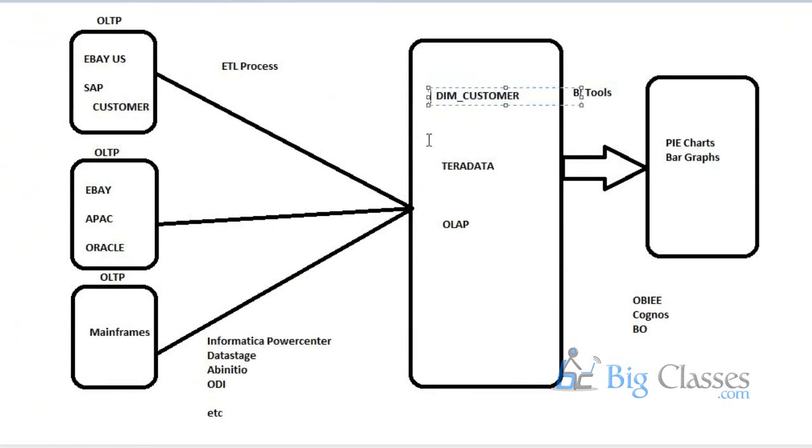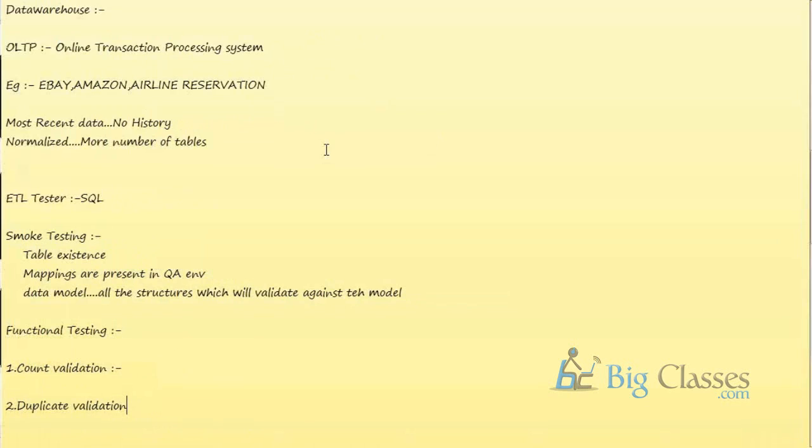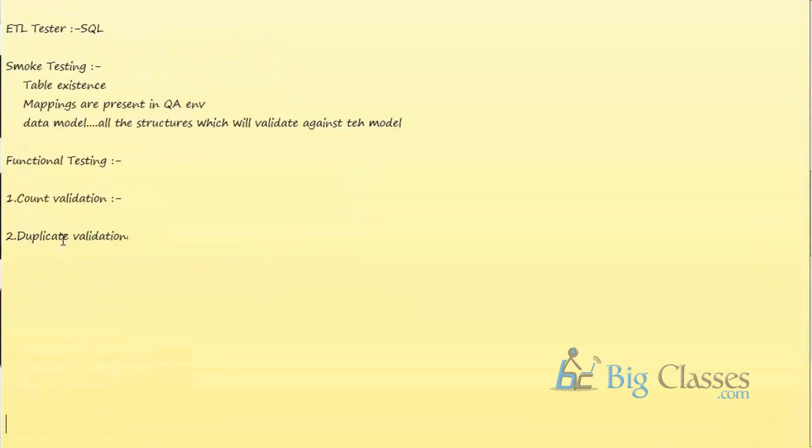whether there are any duplicate records which are getting added. Means, we are going to validate whether any duplicate information is being added, and we are going to validate that again with the help of SQL. And the third one is about the data validation.